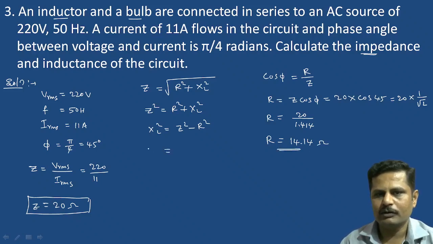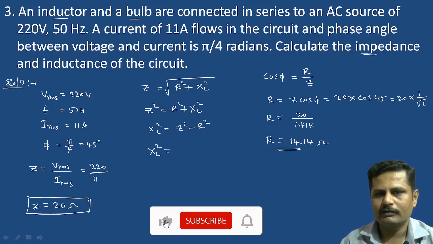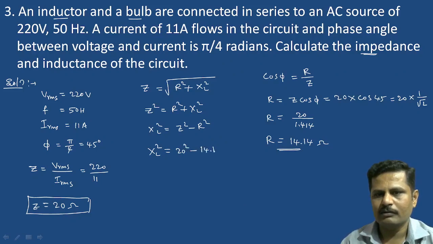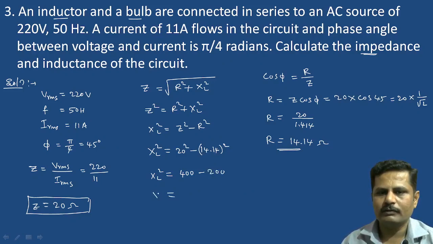Here we can now substitute, that is XL square equals Z square, that is 20 square minus 14.14 whole square. On simplifying, we get XL square equals 400 minus 14.14 square, which is nearly equal to 200. Therefore XL square equals 200. So now we have XL equals root 200, that is 14.14.